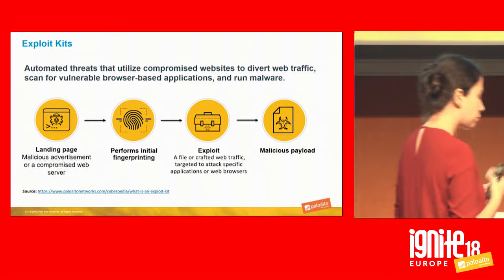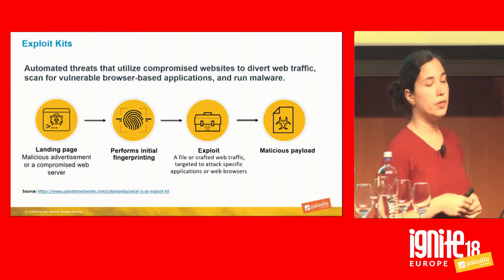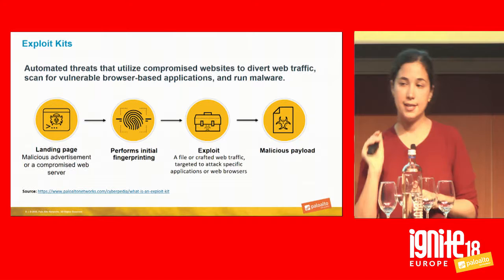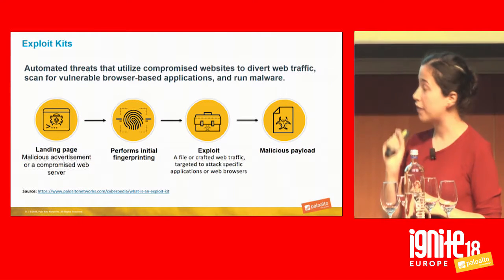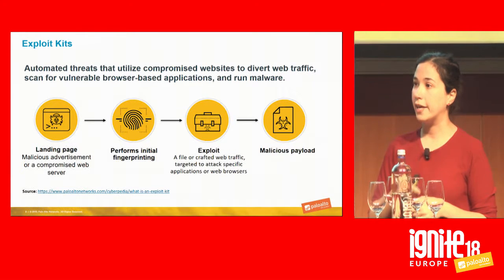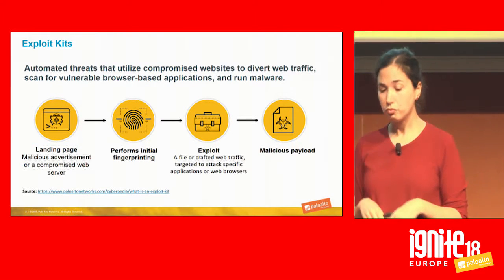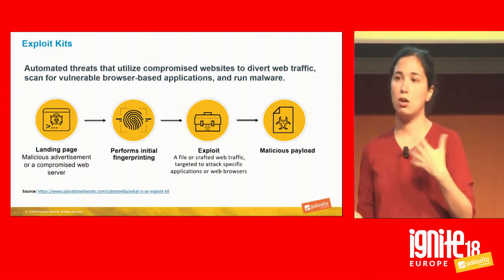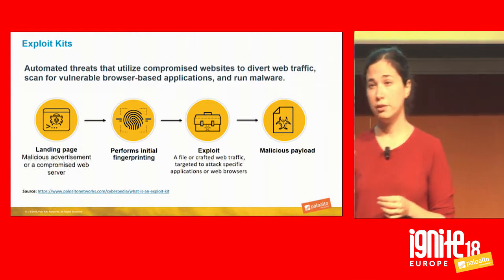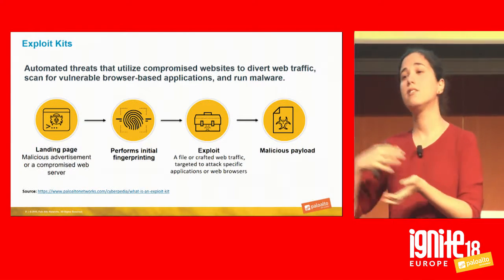And then, once they decide to attack the endpoint, they will actually deliver the exploit. It can be a file embedded in the website. It can be crafted web traffic. And that's, again, targeted to attack that specific web browser or applications that the endpoint runs. And that would lead, of course, to the malicious payload. The malicious payload, sometimes called shellcode, is usually a very small piece of code that can actually run within that vulnerable application, and that leads to the rest of the attack.